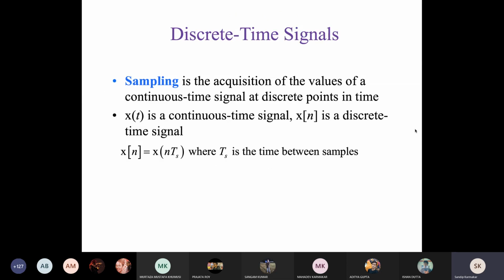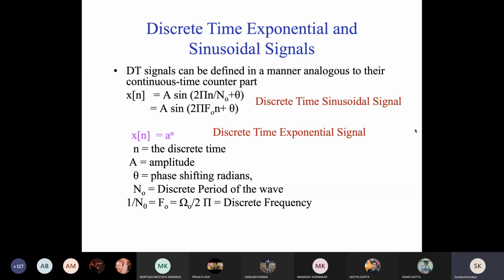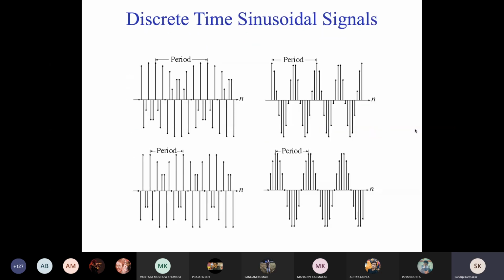Discrete time signals: we have seen that it is nothing but a sampling of a continuous signal at different times. For a period Ts, we sample a continuous signal for n equal to 1, 2 and so on. Then we have seen discrete time sinusoidal and discrete time exponential signals.